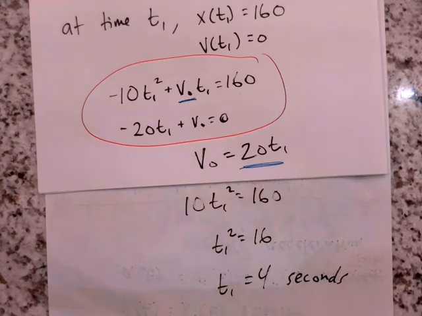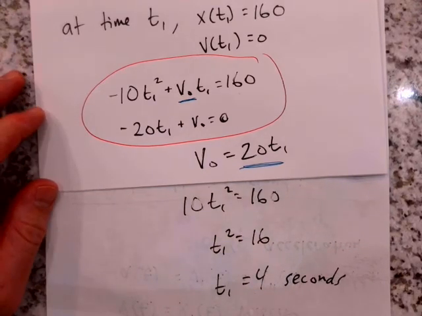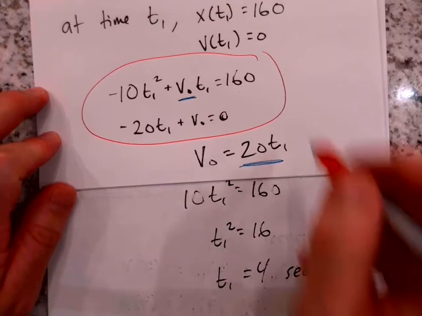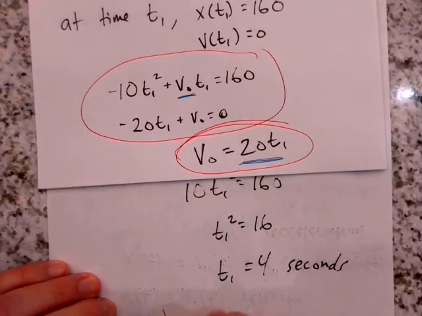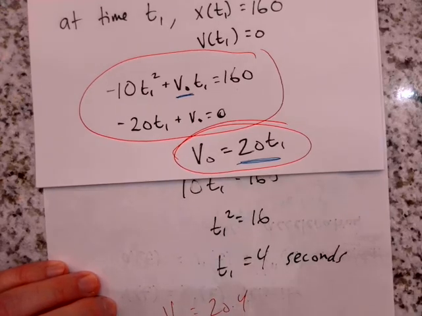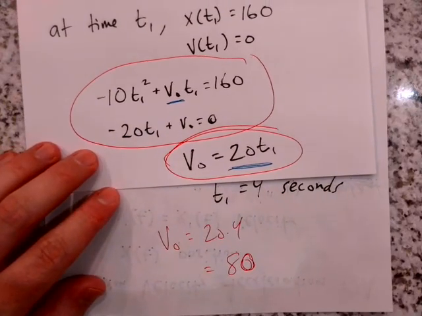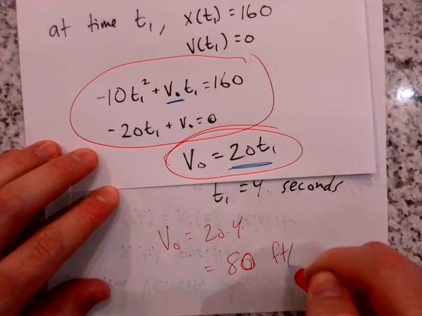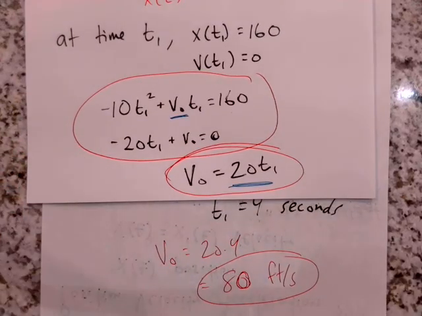But the question's not how long did it take to stop. The question says, how fast was the car going? So we plug this back into here, v naught. So 20 times 4 is 80. And then make sure that you know what your units are. We have 80 feet per second. So when the brakes were applied, the car was going 80 feet per second.